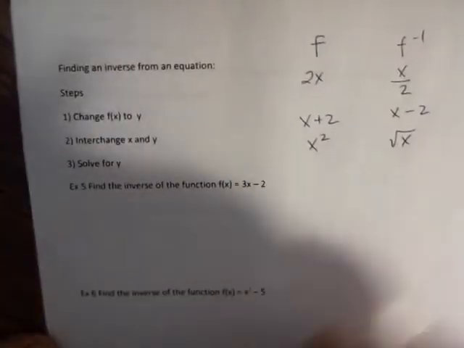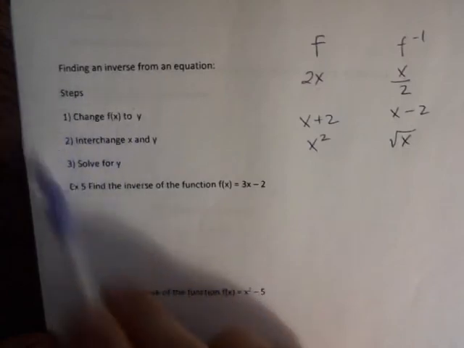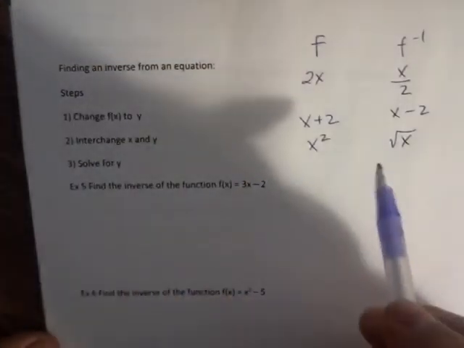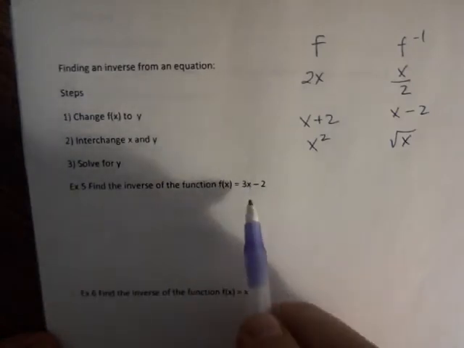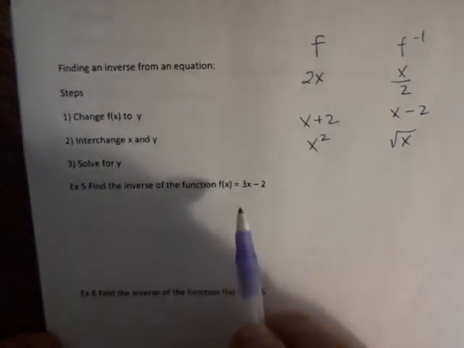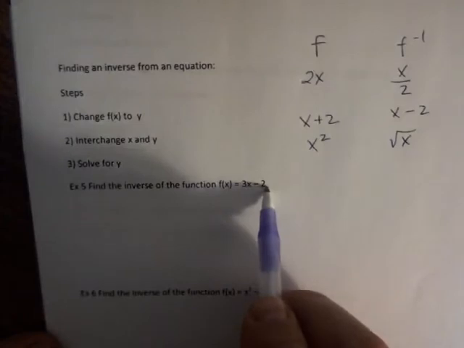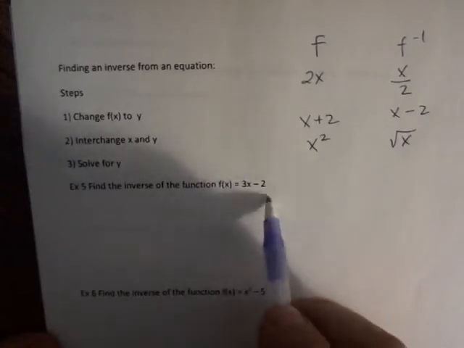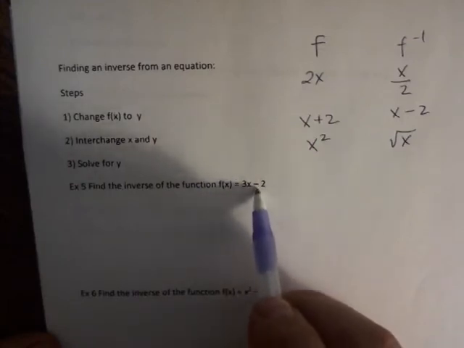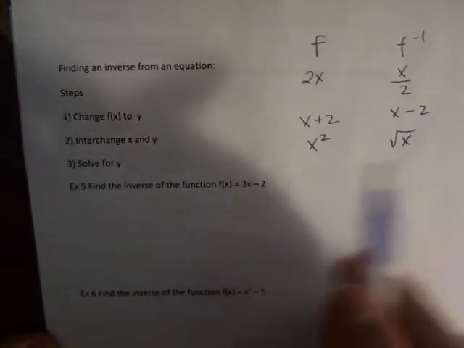Now, we'll do some more of these in class, but I'm going to give you the steps here on how to do it. But if you look at this equation before I go through the steps, think about the opposite of 3x minus 2. Well, the opposite of 3x minus 2 would be if I added 2 and divided by 3, because you always reverse the operations to get the inverse. You always do the opposite of addition or subtraction first and then do division.